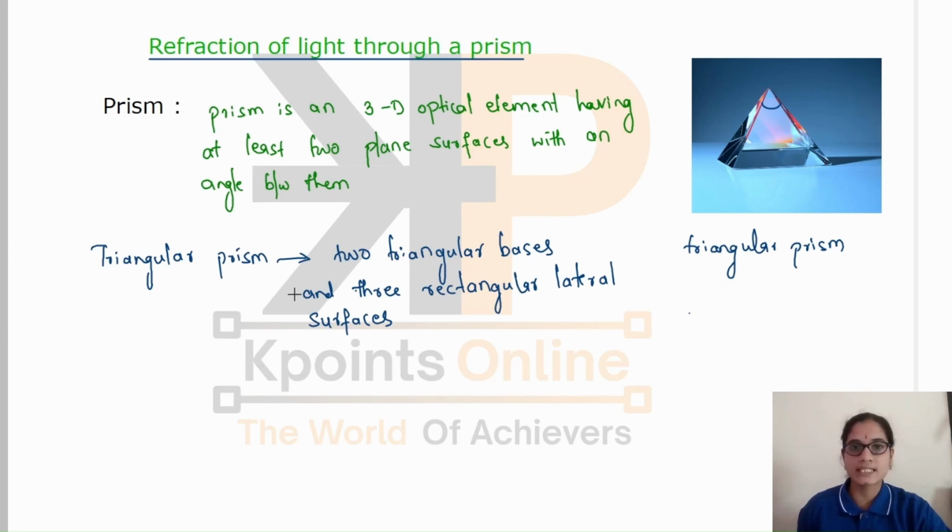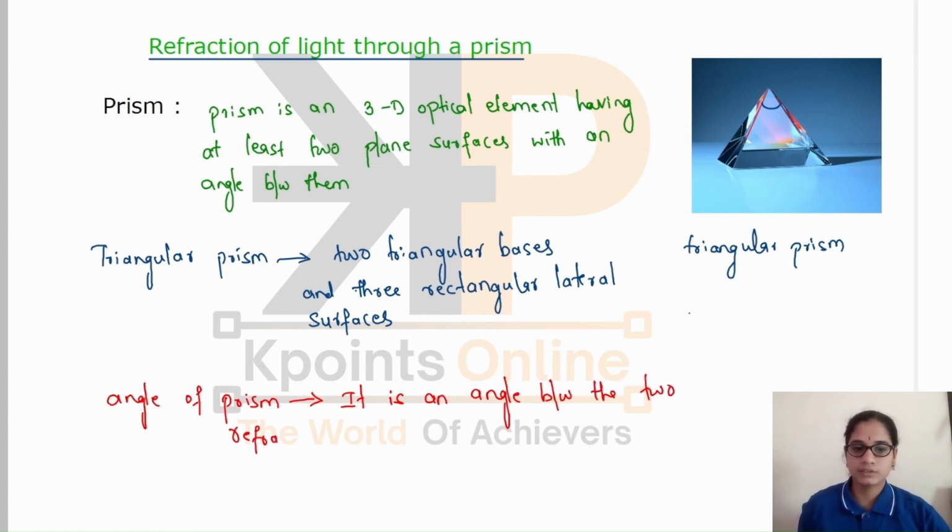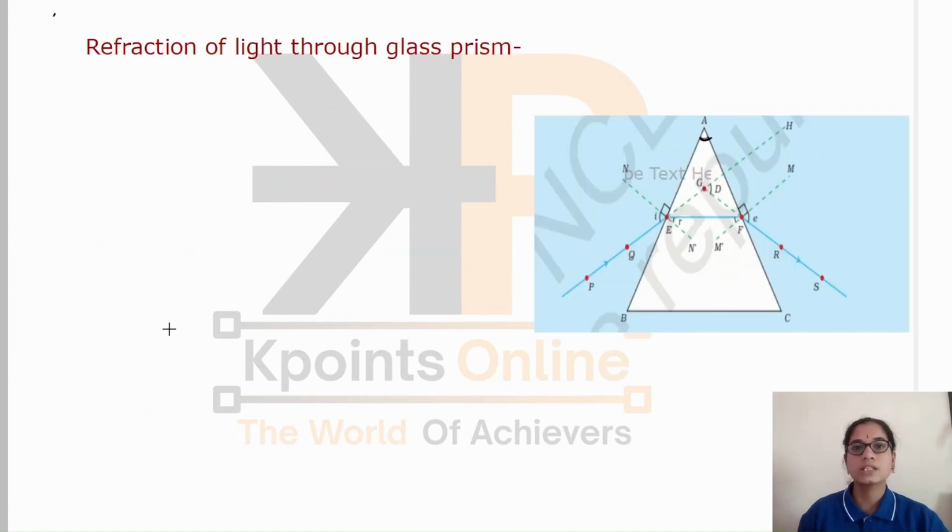Now we are going to understand how the refraction takes place through this triangular prism. And I have said that this angle between the two lateral surfaces is called the angle of prism. It is an angle between the two refracting surfaces. Now we are going to understand how the refraction takes place through a glass prism.